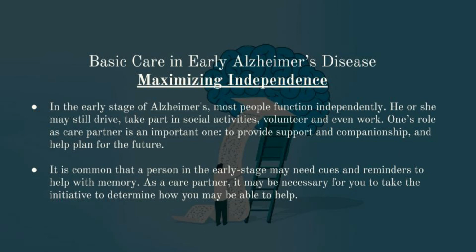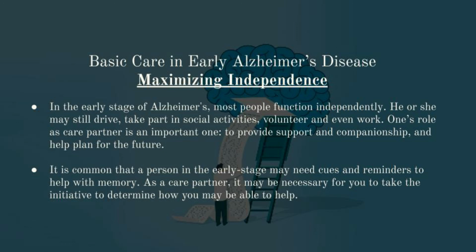So again, basic care in early Alzheimer's disease is focusing on maximizing independence. In the early stages, most people can function independently. They may even still drive or take part in social activities, volunteer, and even work. So one's role as a care partner is an important one. It's to provide support and companionship and help plan for the future. It is also common that a patient in early stage may need cues and reminders to help them with memory.